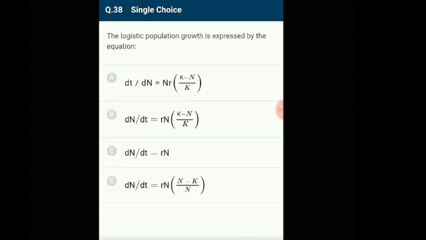Question number 38. The logistic population growth is expressed by the equation. The logistic population growth is expressed by the equation that is option B. dN by dt equals rN (K minus N by K).